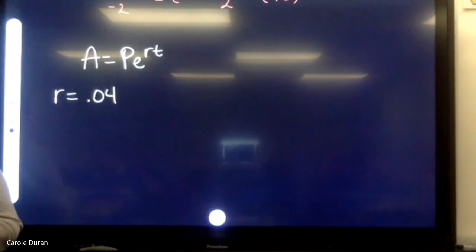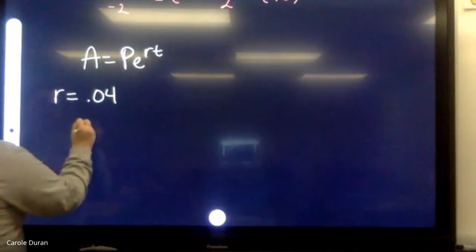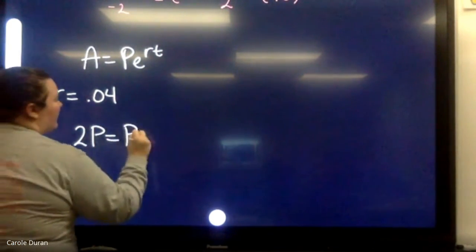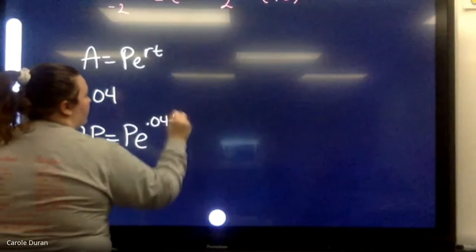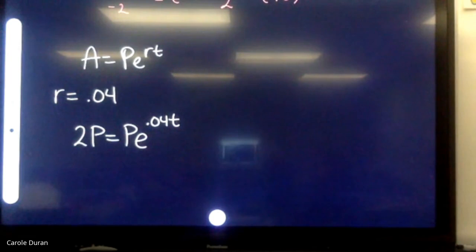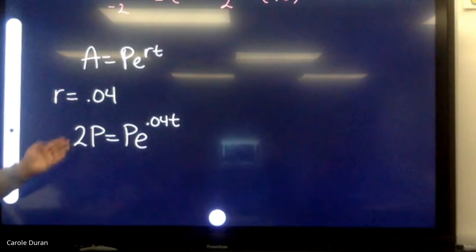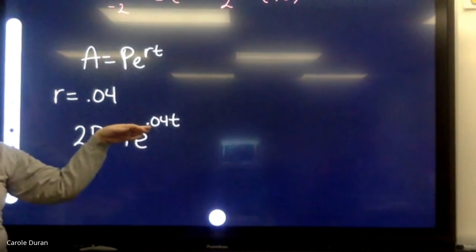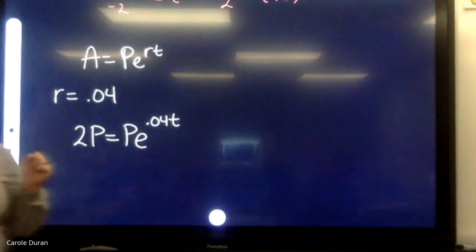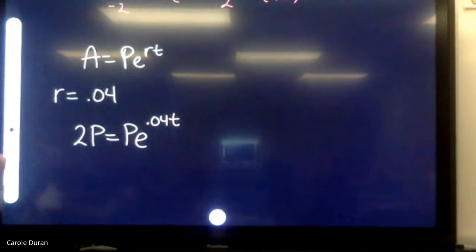Okay, so this one's a little bit different because it didn't give me a population to start with. So if we assume that my population is P, what is my A going to be? 2P, twice whatever my initial population was. So now I have the equation 2P equals P e to the 0.04 t. I replace the A with twice whatever my initial population was, I replace the r with the 4% written as a decimal, and t is what I'm solving for. So how am I going to get t by itself? What's my first step? Divide the P out.